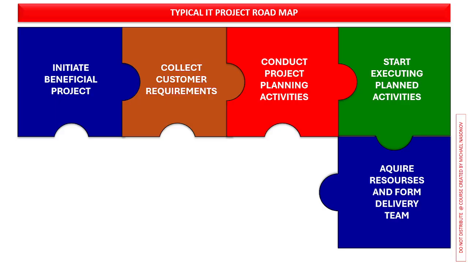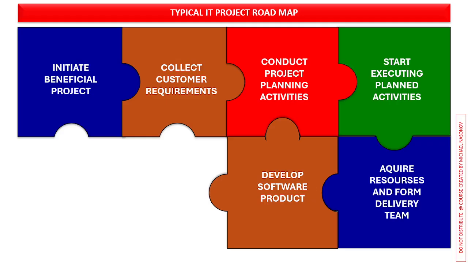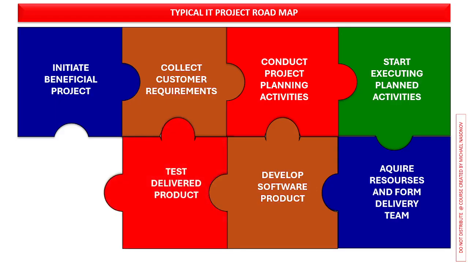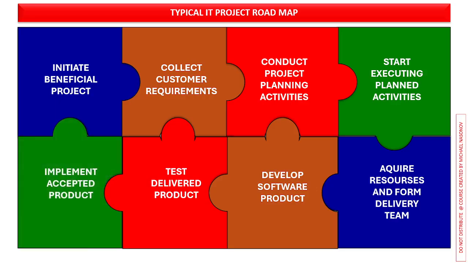To start executing them, we need to acquire resources and form a delivery team. Development has to develop the actual software product. After which, the quality assurance team can start testing the product delivered by development. And finally, we need to implement the customer-accepted delivered product into production.